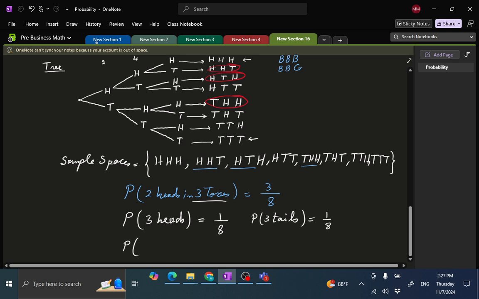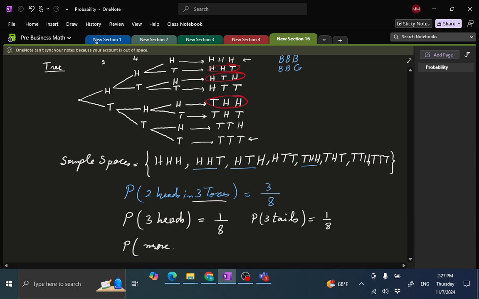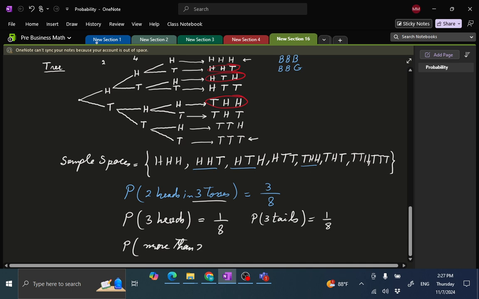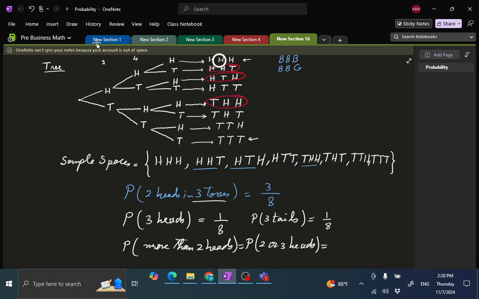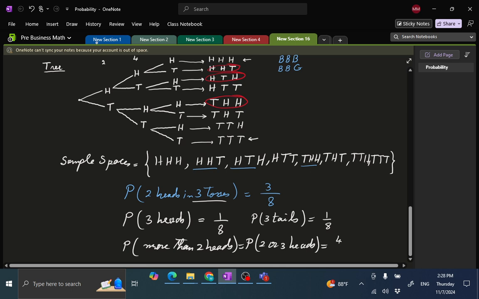Probability of more than 2 heads. Which means what? Which means probability of 2 or 3 heads. So 2 heads, 3 possibilities, 3 heads, that would be another possibility. A total of 4, so 4/8, which you can simplify and write as 1/2.